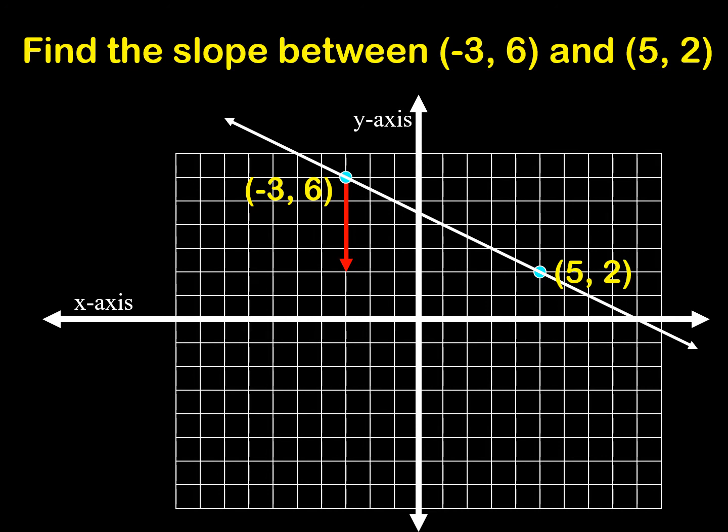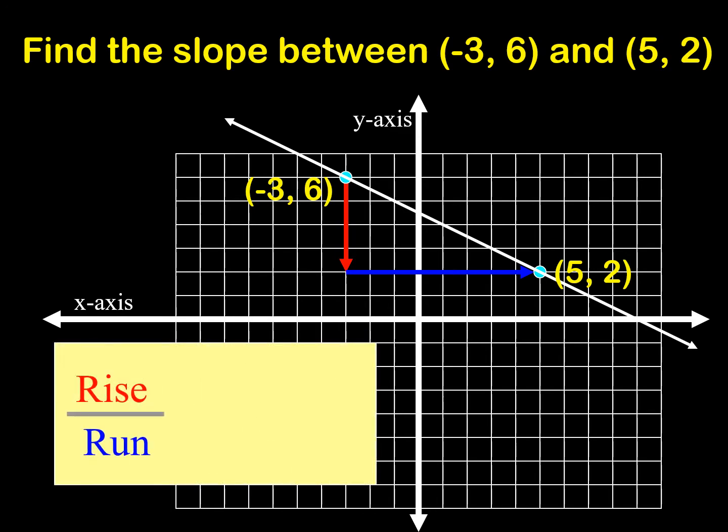1, 2, 3, 4. And the run, we have 1, 2, 3, 4, 5, 6, 7, 8. So using the rise over the run, we have negative 4 over 8. Or simplifying further, it is negative 1 over 2. So slope is always expressed in lowest term.